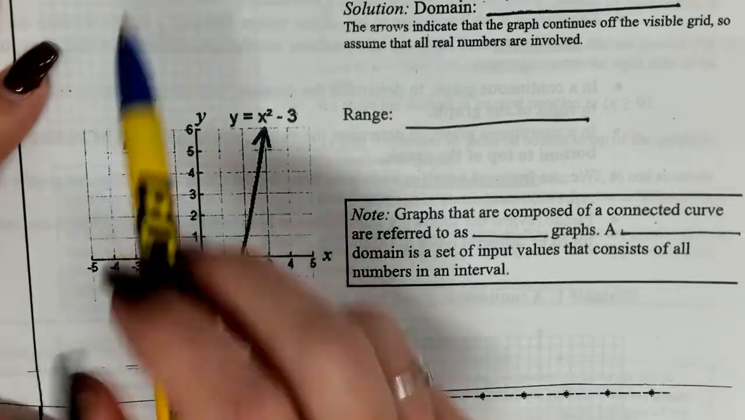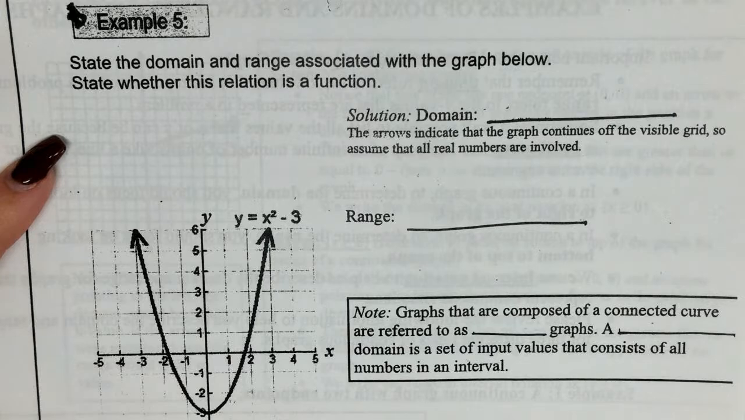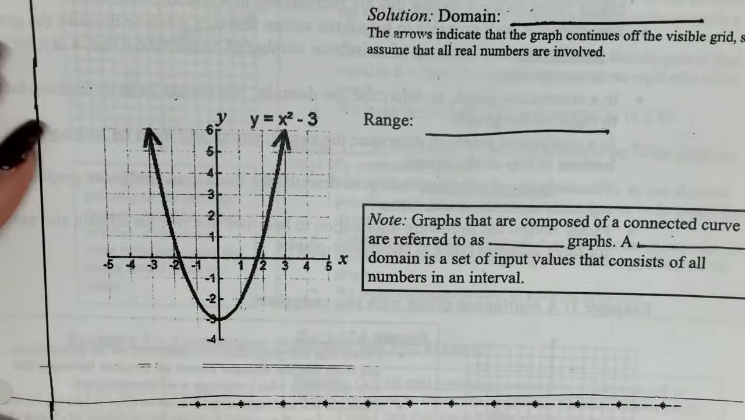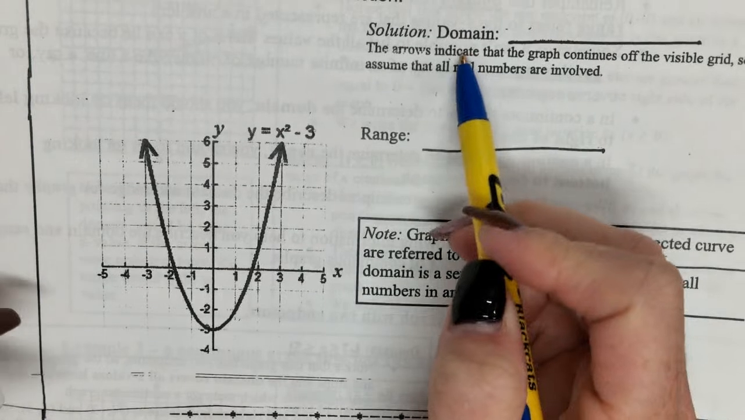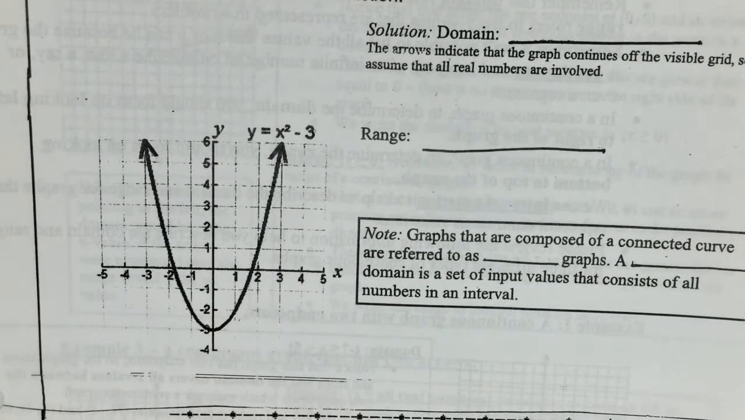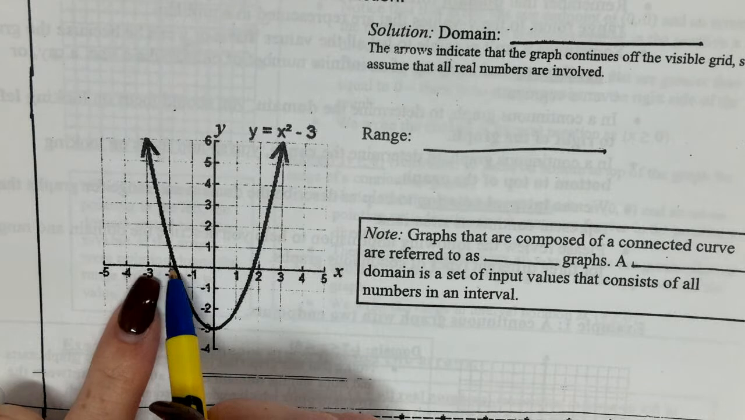All right, so here we go. State the domain and range associated with the graph below. Then state if it's a function. We'll look at the graph. Is this a function? Yes, it is. Because if I drew a vertical line, it would only touch one time. All right. The domain, and again, this is where people think it's hard, so please pay attention. What axis am I looking at for domain? The x-axis. So everybody look at the x-axis.